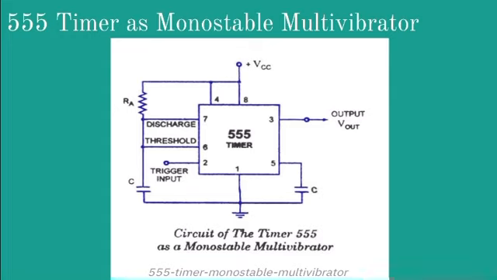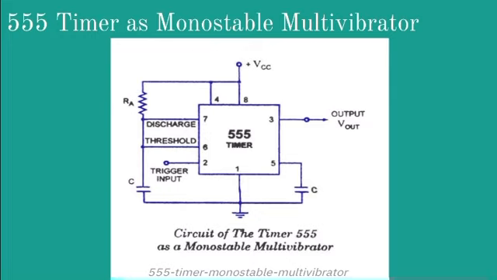So here pin 1 is grounded, and the triggering input is applied to pin 2. In the stable condition of the output, this input is kept at plus VCC. To obtain the transition of output from the stable state to the unstable state, a negative going pulse of narrow width, that means a width smaller than the expected pulse width of the output waveform, and an amplitude greater than plus 2 by 3 VCC, is applied to pin 2. Okay, so output is taken from pin 3.